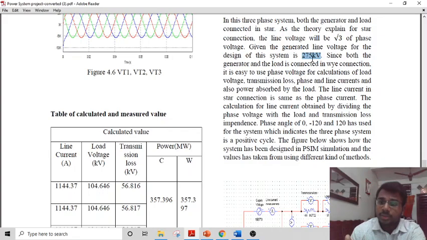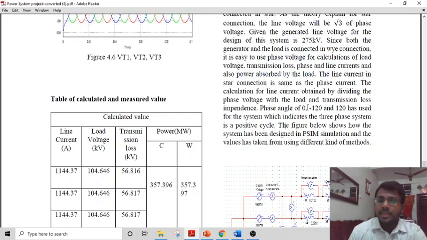Then we have to convert the line voltage to the phase voltage, so that only then will we be able to do the calculations. Since both the generator and the load are connected in star connection, it's easy to use phase voltage. The phase voltage is used for calculations of load voltage, transmission loss, phase and line currents, and also power absorbed by the load. Important thing.